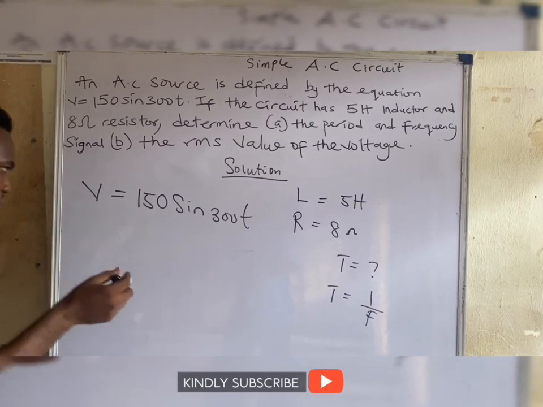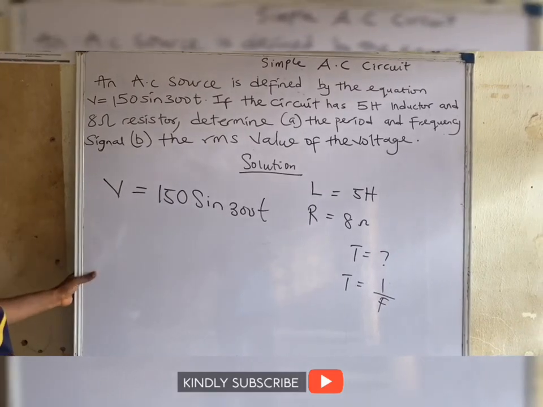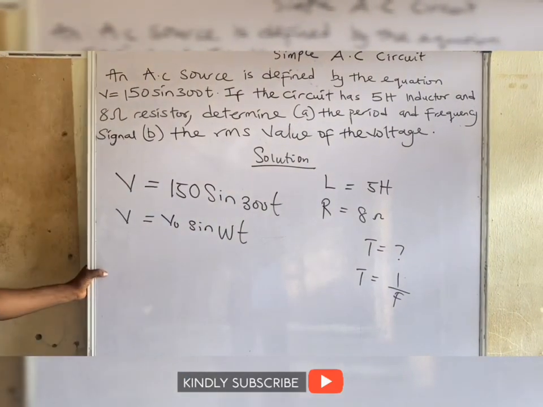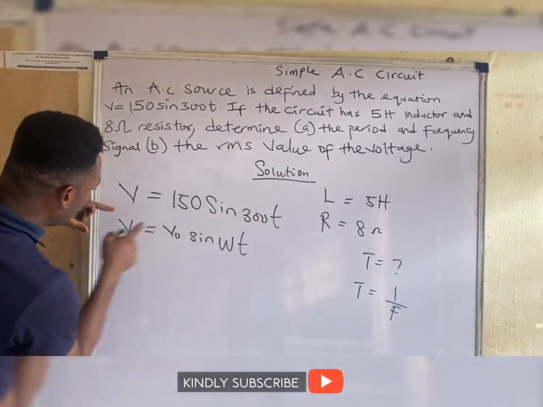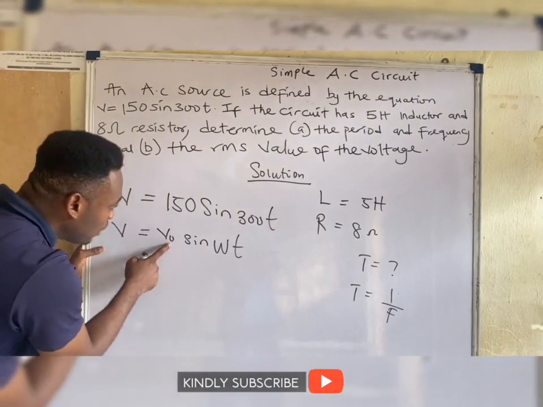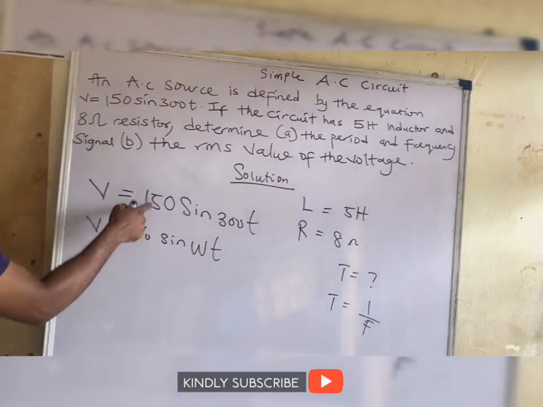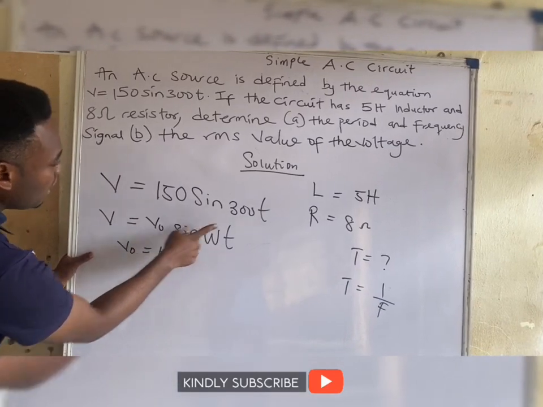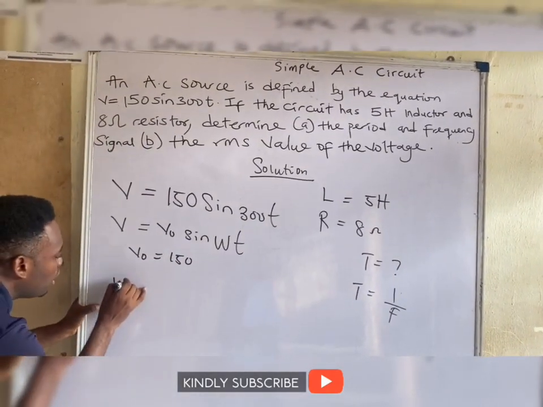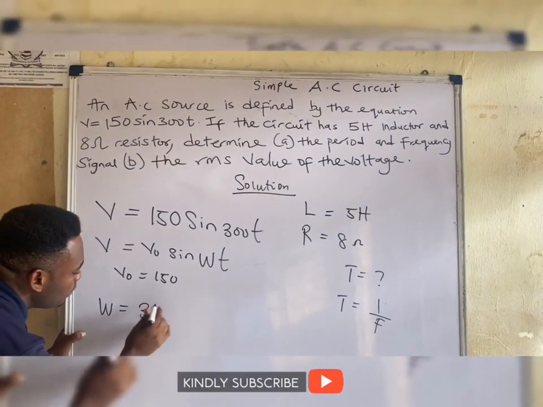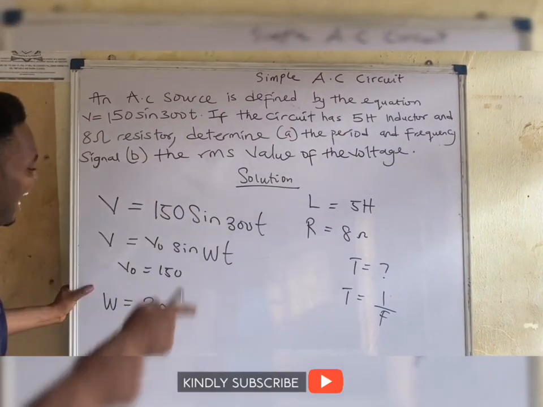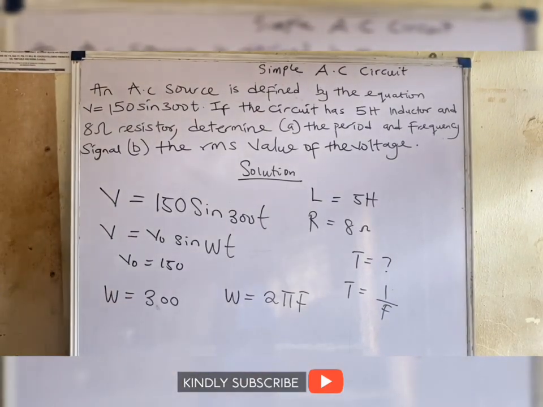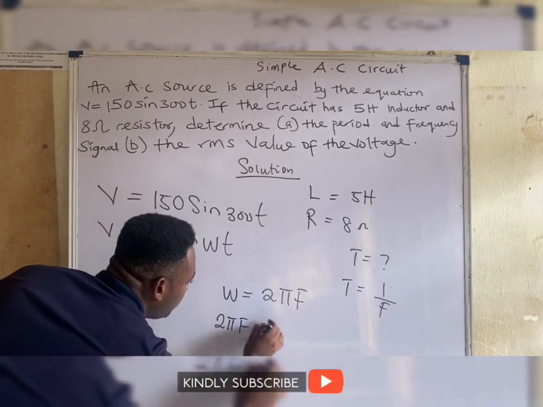Now, how do I go about this? See this now. I'm going to go by way of comparison. Remember the formula I gave you: V equals V naught sine Wt. Look at these two equations. V is this, sine 300t. Then our original formula I gave you, V equals V naught sine Wt. Now, by comparison, what is V naught? 150. So V naught becomes 150. Then this is sine and this is sine. This is W, this is 300. Meaning that W is 300. And again, recall that W is equal to 2 pi F. Meaning that I can equate 2 pi F with 300. So I will solve this way: 2 pi F will be equal to 300.